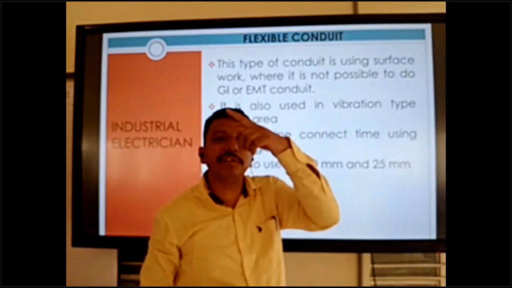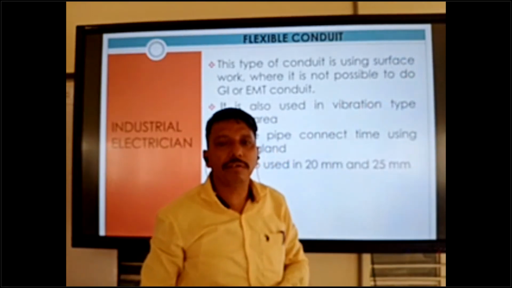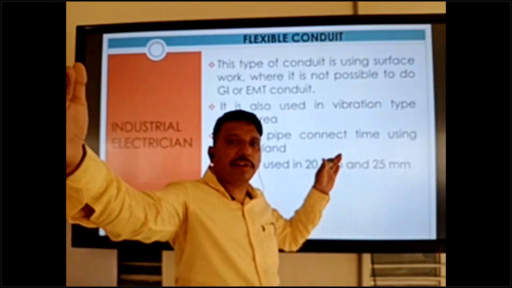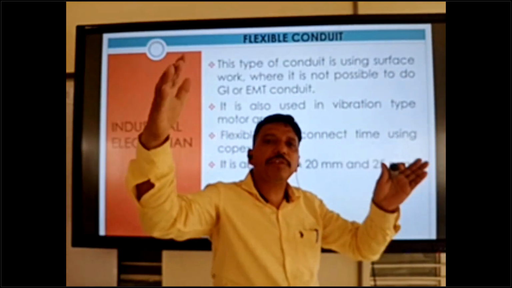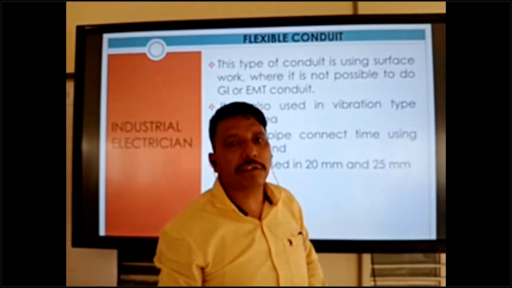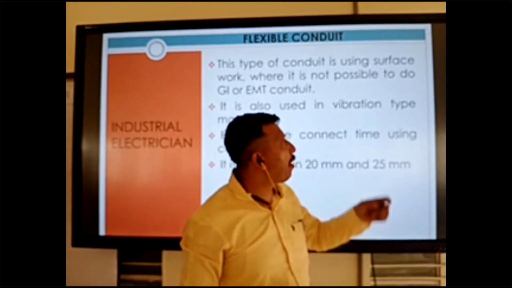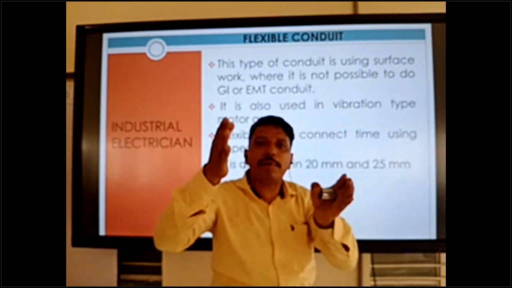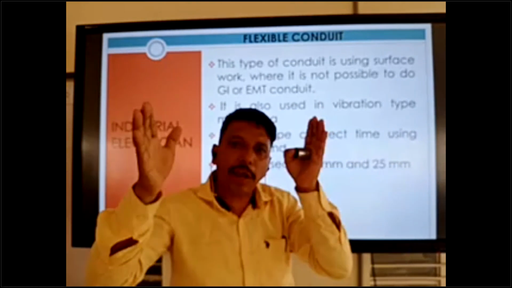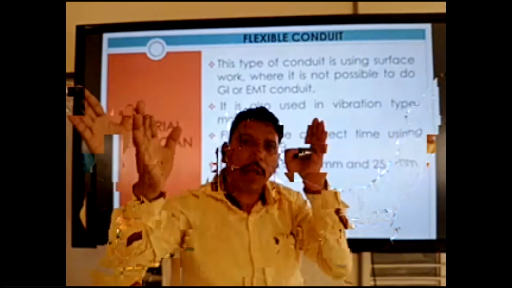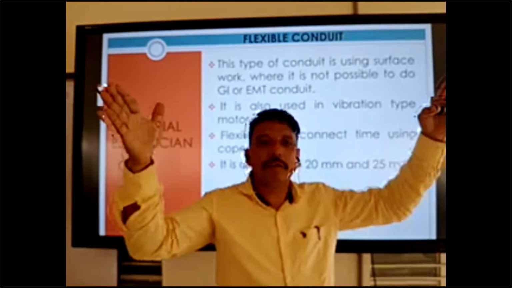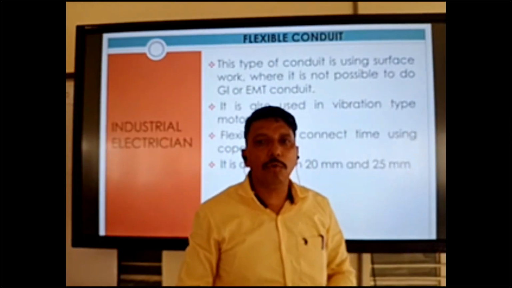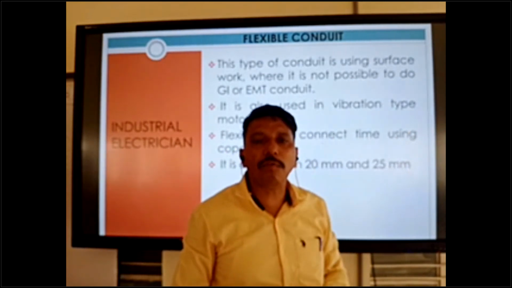Starting time you can use GI or EMT, anyone. But in a vibration area, near the motor vibration area, around 1 meter, 2 meter, up to 3 meter is allowed. These two are not allowed in flexible conduit. Okay. So in a motor vibration area, you can use a small piece of flexible pipe joined with GI pipe or EMT pipe, whose route is starting from the DB.